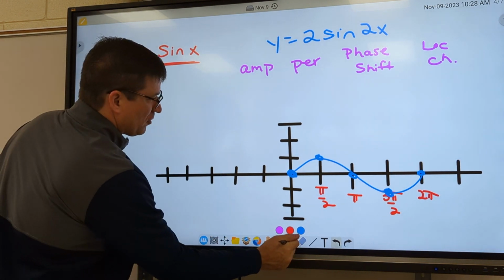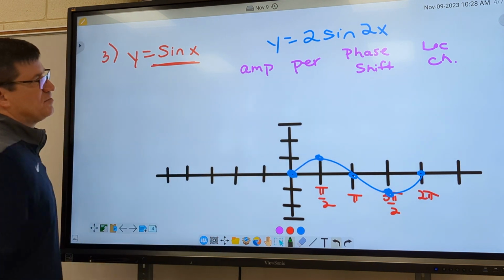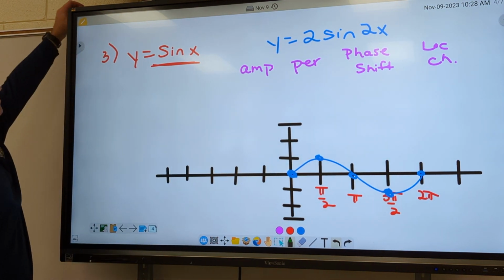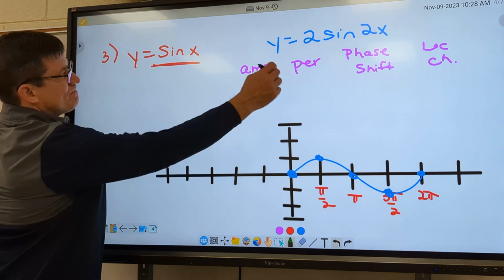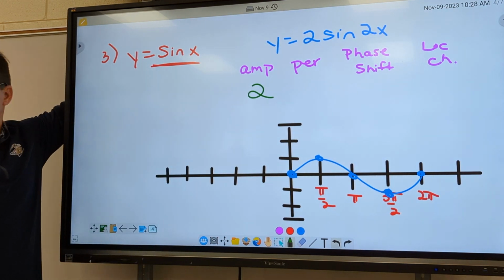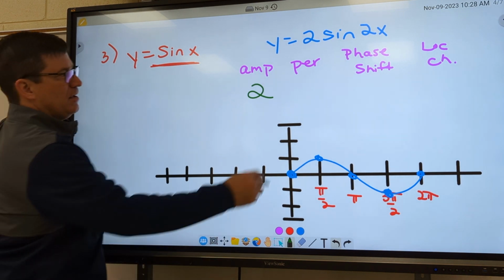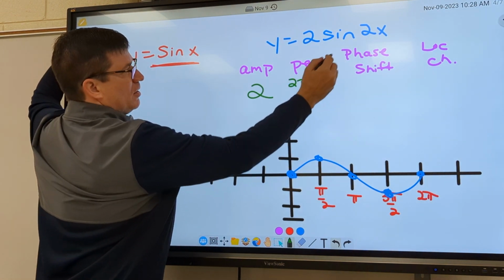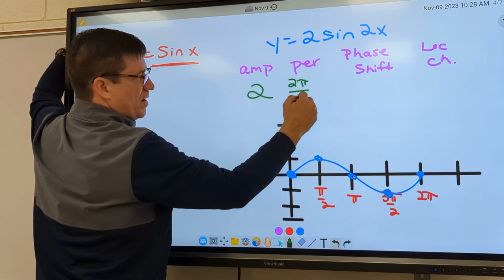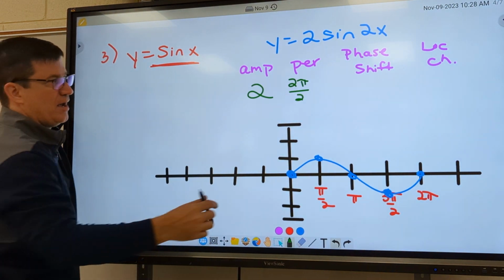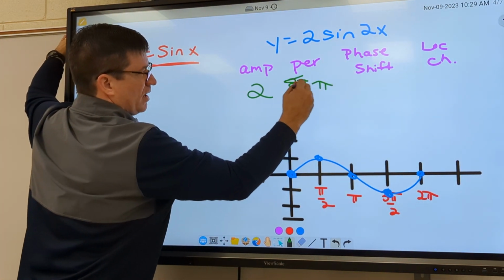Now let's find our 4 answers. James, help me on this one. What's our amplitude going to be? 2, right? Period is the hardest one. What's the formula? It's 2 pi over k. So this one's 2 pi over 2. Y'all would put it in your calculator. This one's going to change to pi.